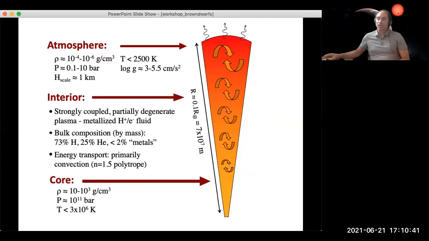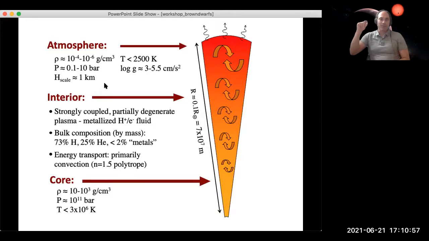As I mentioned, they're about a tenth of the radius of the sun, right? So that's kind of their dimensions. This is kind of a pie slice through there. Their atmospheres, again, are very cool, definitely less than 2,500 Kelvin, very low density and very low pressure.